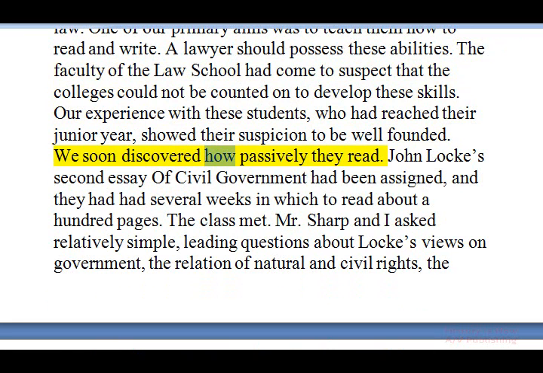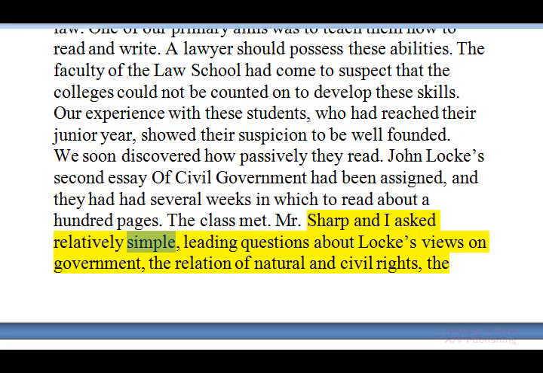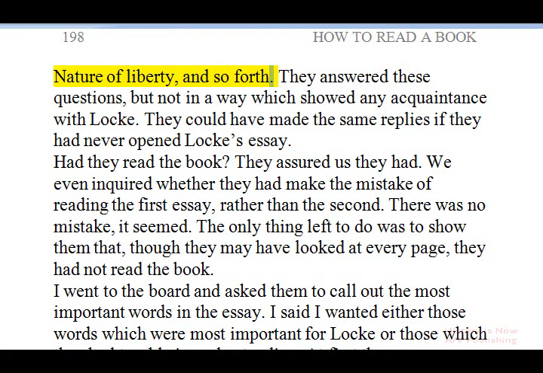We soon discovered how passively they read. John Locke's second essay of civil government had been assigned, and they had had several weeks in which to read about 100 pages. The class met. Mr. Sharp and I asked relatively simple, leading questions about Locke's views on government, the relation of natural and civil rights, the nature of liberty, and so forth. They answered these questions, but not in a way which showed any acquaintance with Locke. They could have made the same replies if they had never opened Locke's essay.